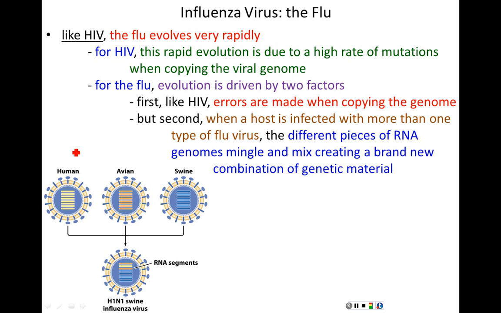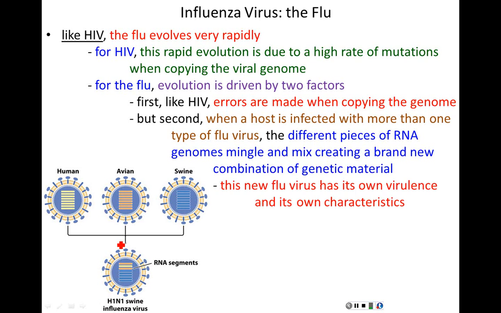So we might have a human flu, a bird flu, and a swine flu. But if we have co- or tri-infection, we have a mixing and a mingling where we can create a viral particle that has some avian characteristics, some human flu characteristics, and some swine flu characteristics all in one virus. And in fact, this is what the H1N1 virus is, the swine flu virus, and it could be quite dangerous when you start mixing and matching viral pieces in this way.